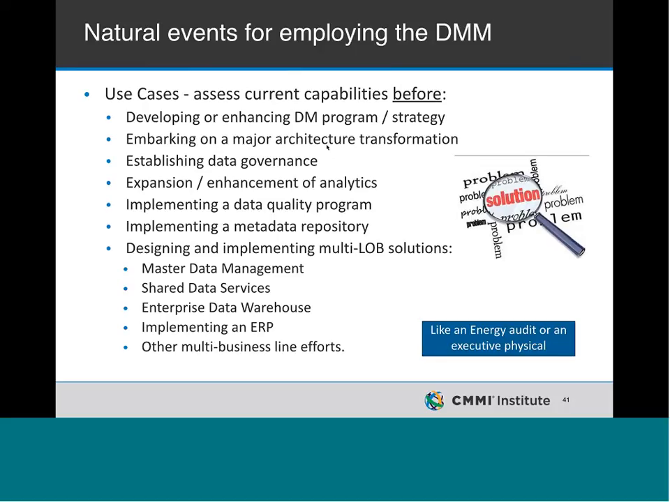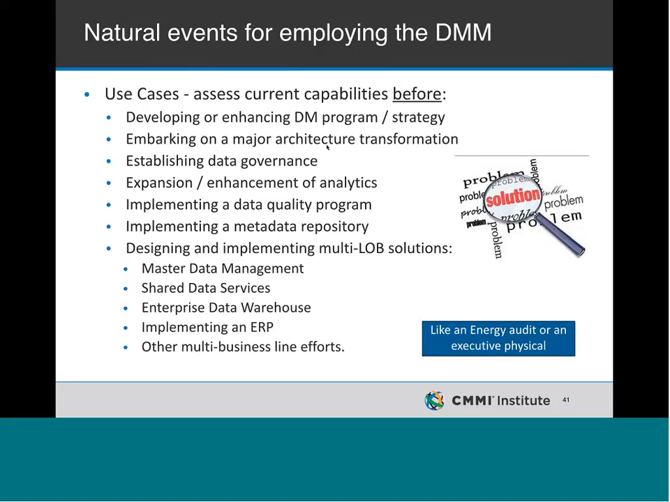Also, a lot of times governance programs, as many of you know, can fail if there's no clear agenda. Sometimes the C-exec will say, set up data governance, and that's all the direction that the leader is given. So what are we trying to accomplish? What do we need to do? What's the corporate vision? All of this is helped by the DMM.